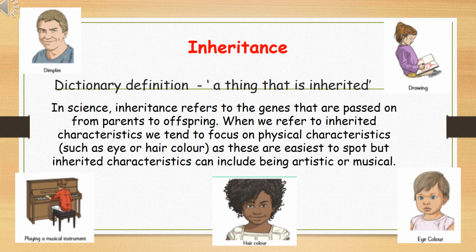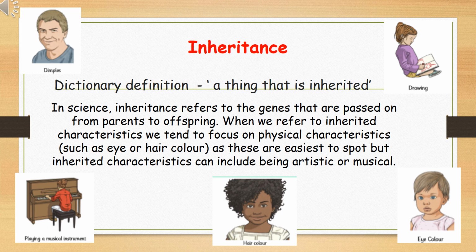But when it comes to science, it refers to the genes that are passed on from parents to the offspring. So remember, offspring are the children of 2 parents. So the parents pass down certain genes to their children, and these are called inherited characteristics.